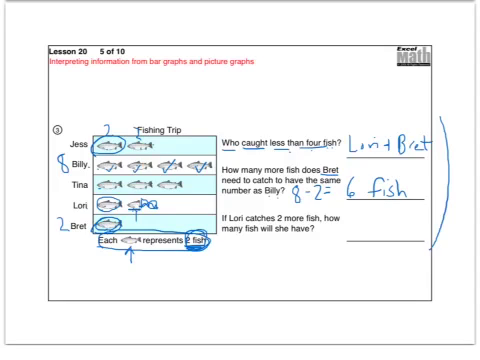If you wrote 6 fishes, that's not the plural of fish. It's just the word fish. It's one of those weird plurals.